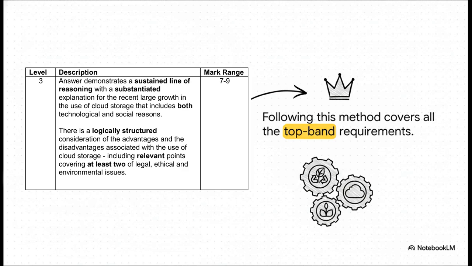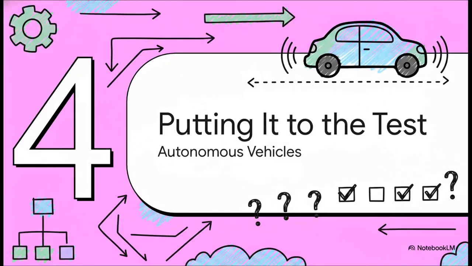And this right here is the proof in the pudding. Look at the official mark scheme for the top band. It explicitly says you need relevant points covering at least 2 of legal, ethical, and environmental issues. By using our 3 lenses, you automatically smash every single one of those top band criteria. It's a guaranteed way in. Feeling good? You should be.